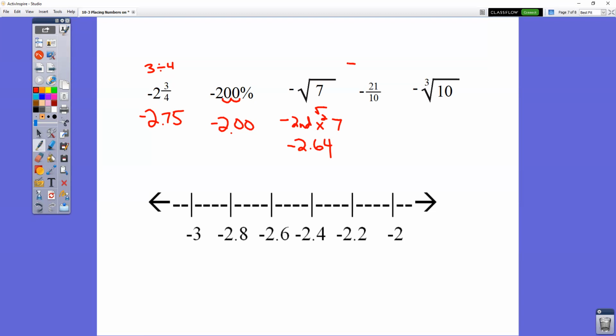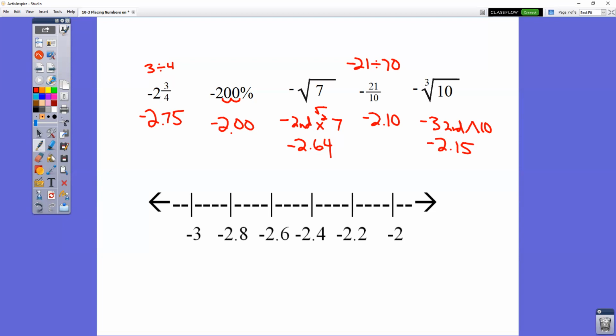-21 divided by 10, top divided by bottom to change the fraction into a decimal. When you do that, you get -2.10. And the negative cube root of 10. Negative button, 3, second button, caret button, 10, and hit equals. When you do that, you get -2.15 approximately. So now we're ready to graph it.